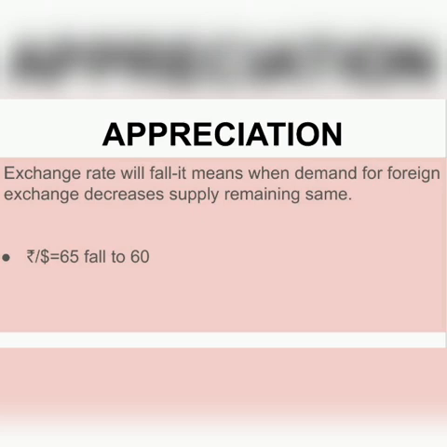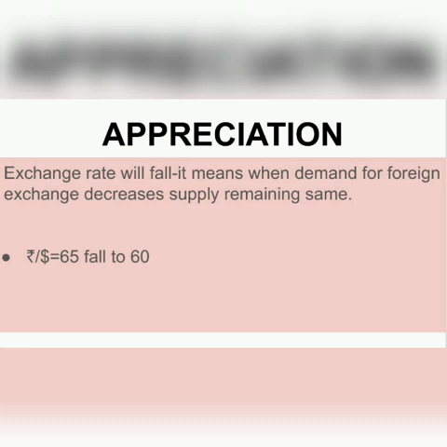Okay, next, appreciation. Exchange rate falls when the demand for foreign exchange decreases, but the supply remains. So people would be demanding less of the US dollar, but the supply of US dollar would remain the same. For example, the rate which is currently trading at $1 equal to 65 rupees will go down to 64 rupees.